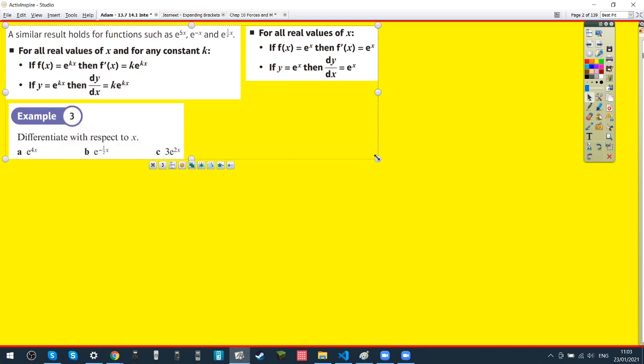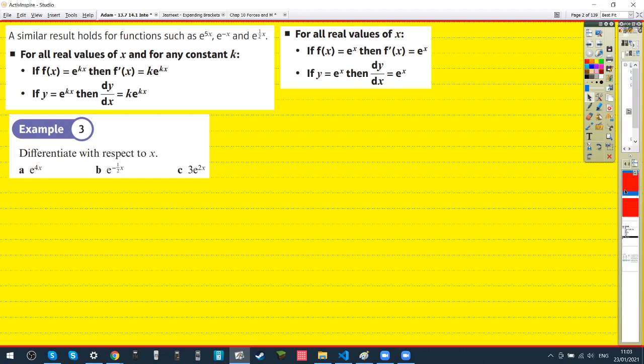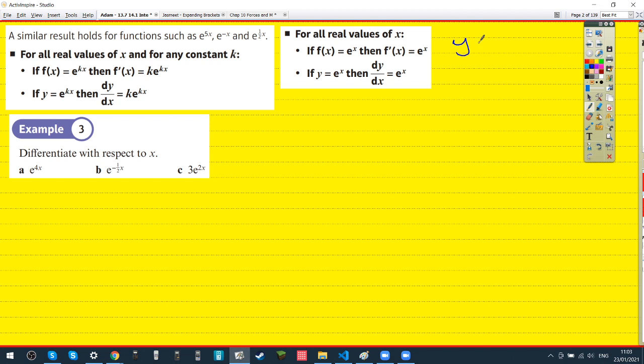Okay. So, if you have y equals e to the x, dy/dx is also e to the x. Okay, any idea about these ones? The derivative of e to the 4x.